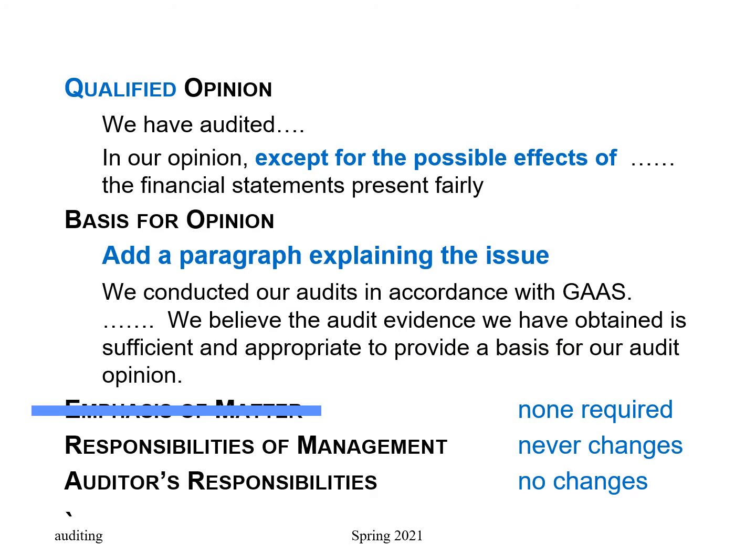Qualified opinion: first paragraph's unchanged. In our opinion, except for the possible effects of the matter discussed in the basis for opinion paragraph, everything else fairly presents. We're going to add a paragraph in the basis for opinion section to explain the issue. Then we'll have our standard basis for opinion paragraph: we conducted our audit in accordance with generally accepted auditing standards. No need for an emphasis of matter paragraph. Responsibility of management section never changes. In this case, there's no need to change the auditor's responsibility section.